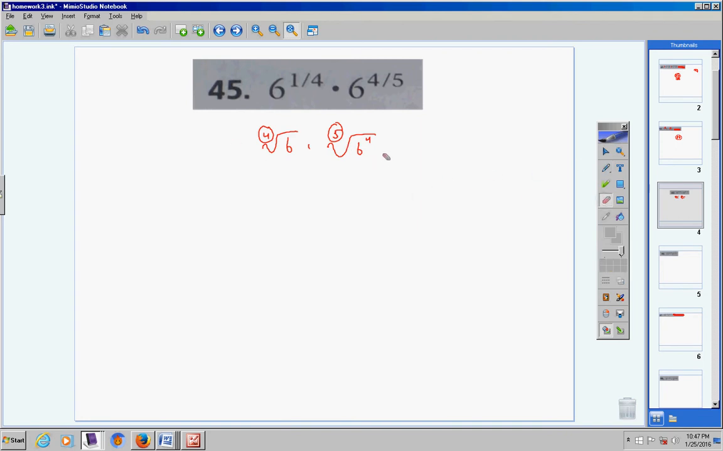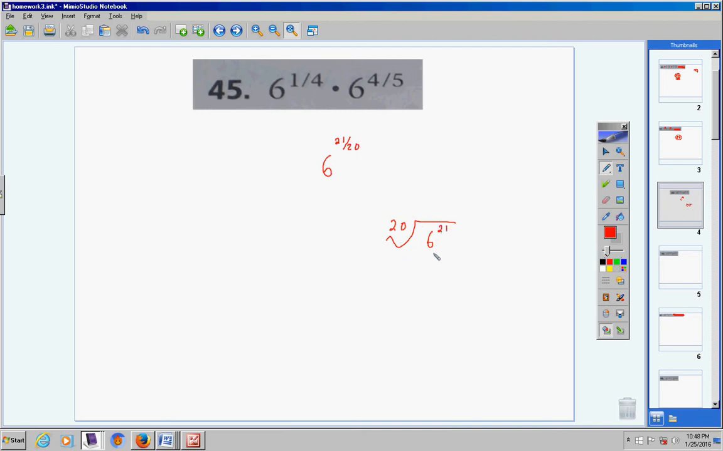I'm multiplying like bases. So write your like base once and then add these two fractions together. 1/4 plus 4/5 gives you 21 over 20. So we have 6 to the 21 over 20 power. Now you could write it like this if you wanted to. The 20th root of 6 to the 21. Alright, you could do that.